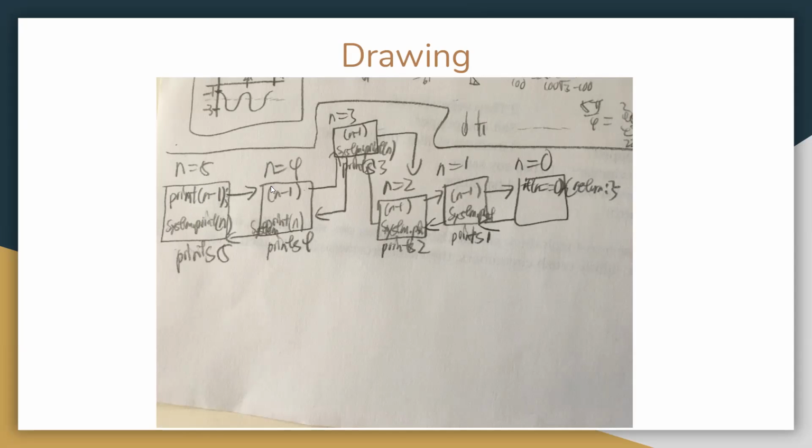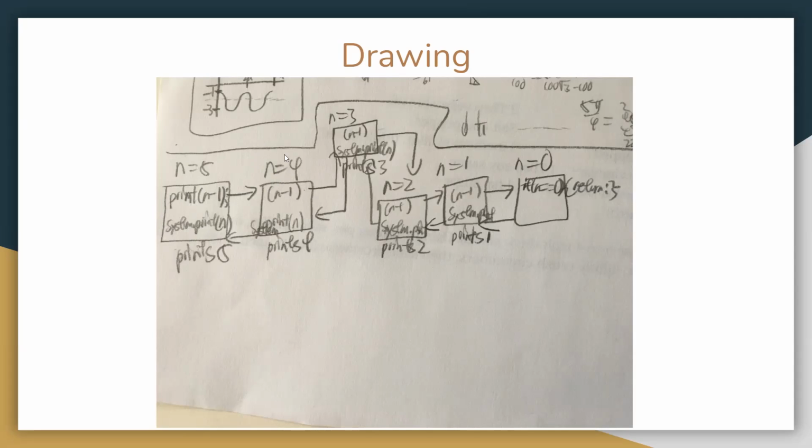And then n equals 4 in this case. But notice that in this case, you're not ending it yet because you haven't gone back to print out n yet. So this is still open. It's just waiting for the method to go back there.